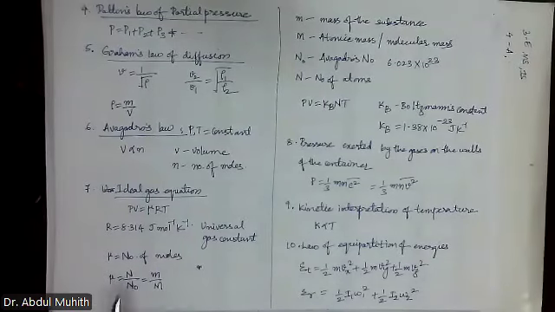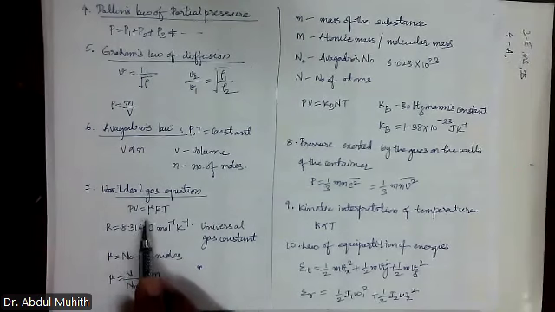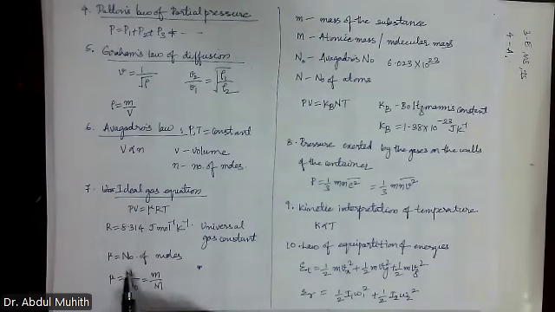See here. Ideal gas equation PV is equal to mu RT. R is the universal gas constant and mu is the number of moles, and mu is capital N by N0.